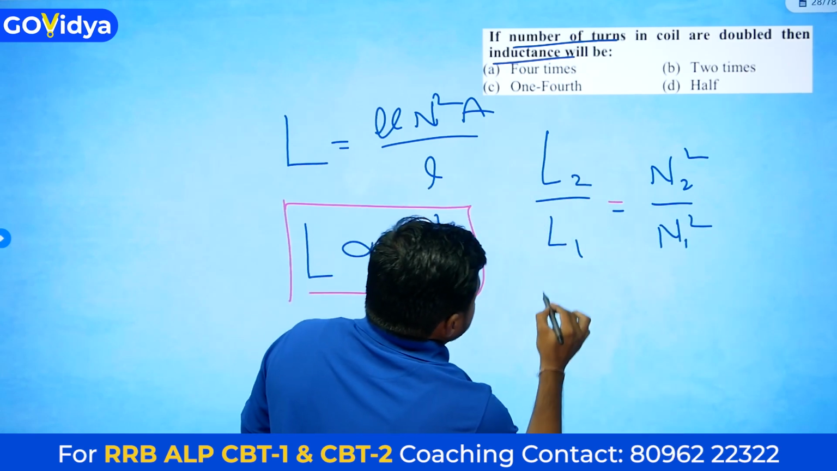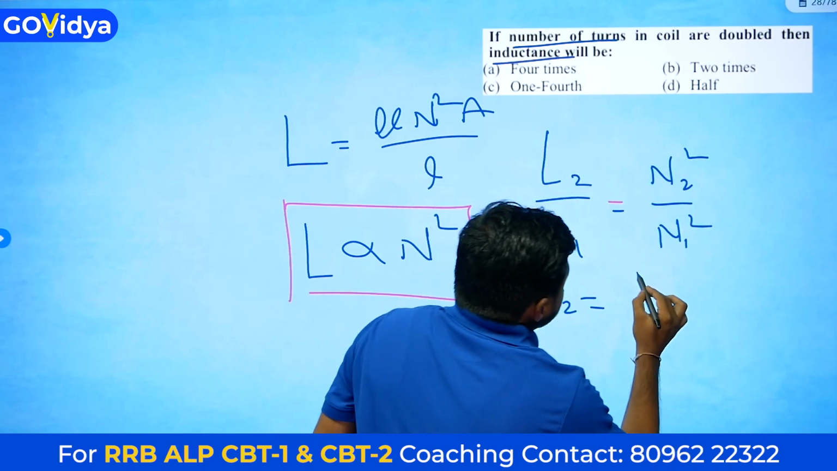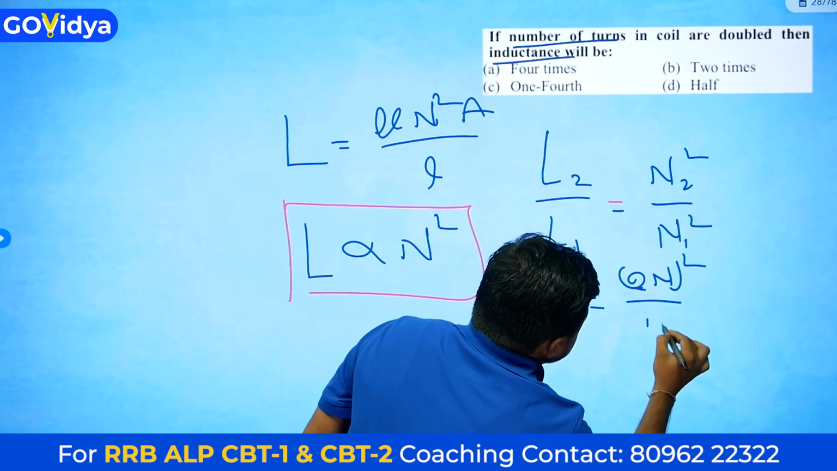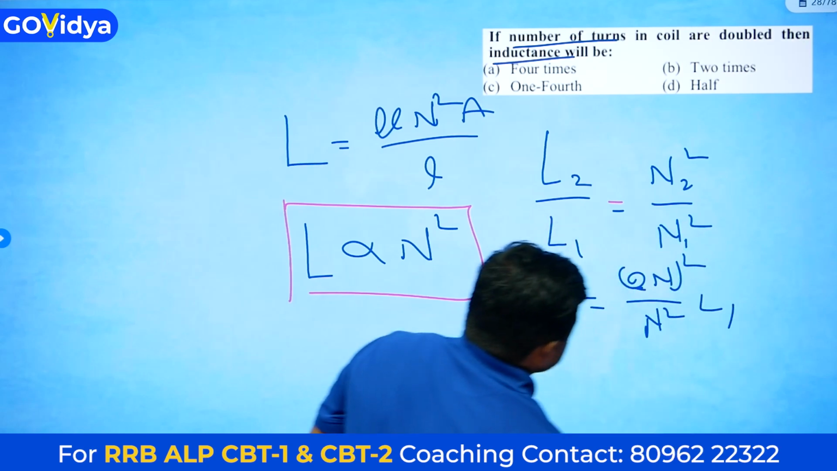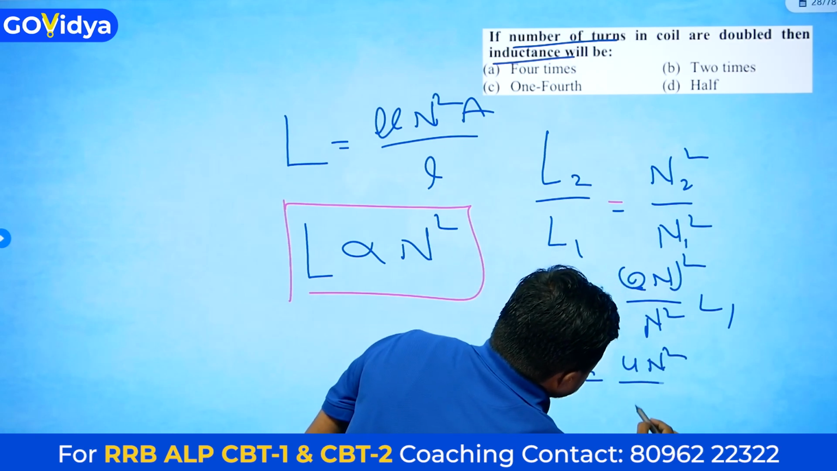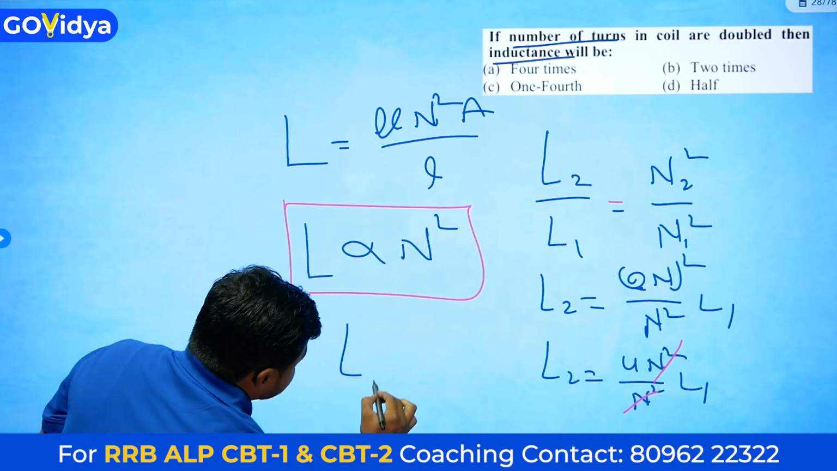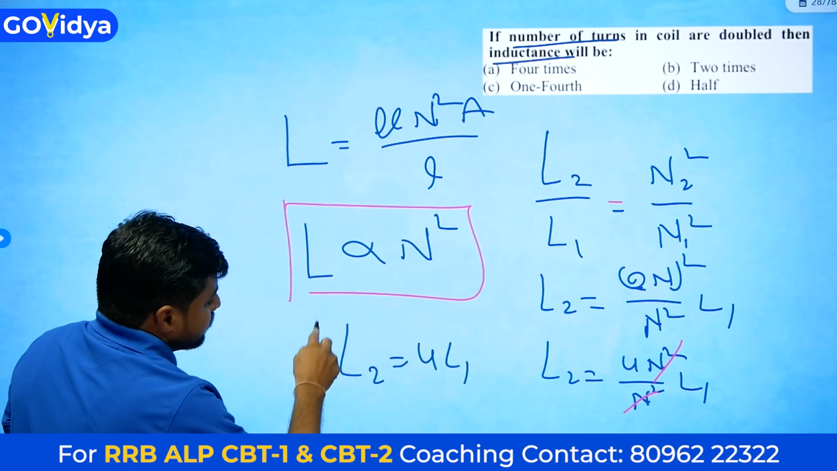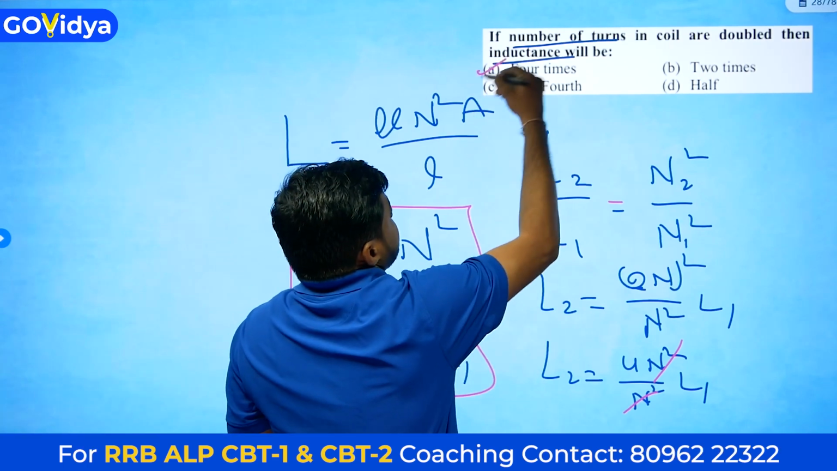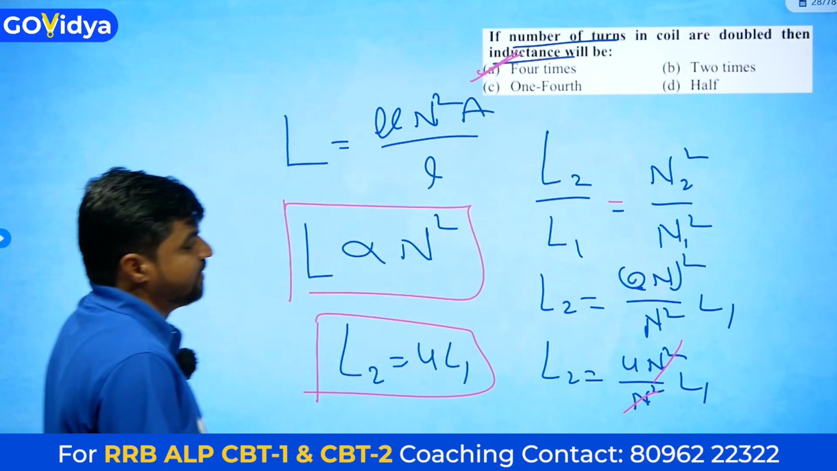L2 is equal to, N2, the number of turns, is doubled, so N2 is 2N. 2N whole square by N square into L1. L2 is equal to 4N square by N square into L1. N square will cancel. L2 is equal to 4L1. Inductance will be 4 times the initial inductance. Option A is the correct answer. If the number of turns are doubled, the inductance will become 4 times. Okay, next question.